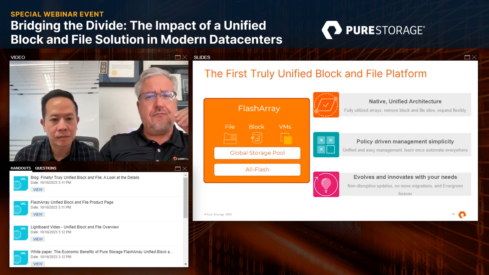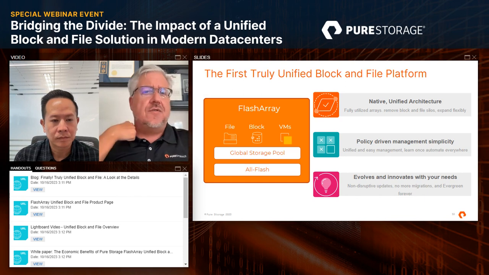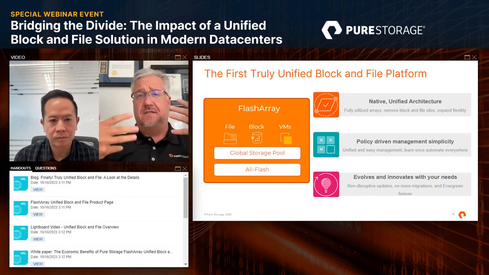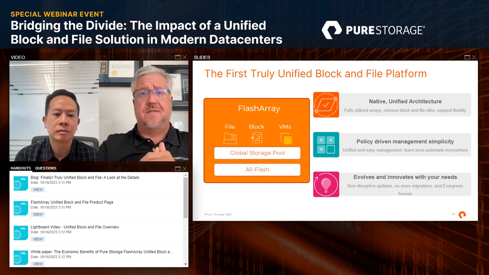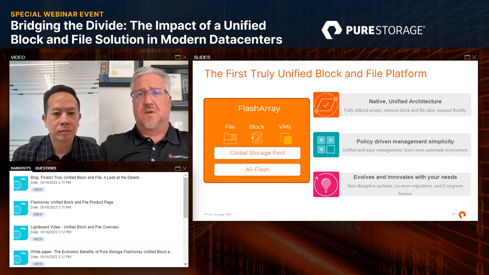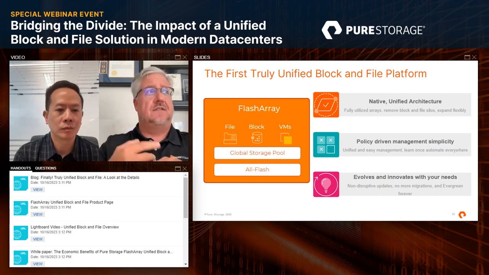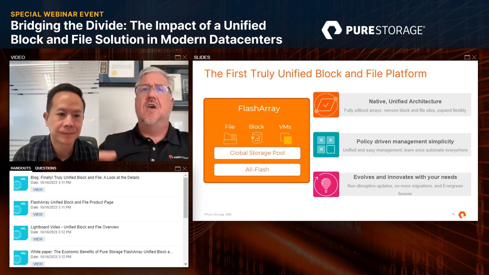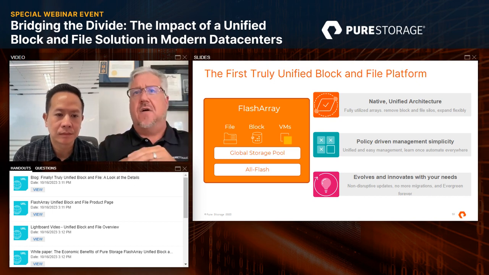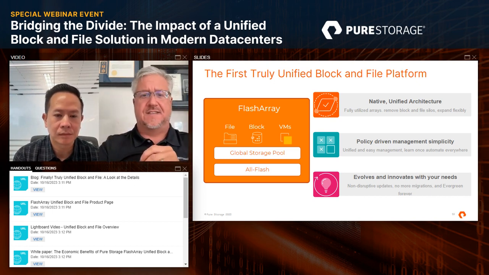So when we talk about unified block and file from Pure's FlashArray side, we're talking about a native unified architecture, meaning block and file are together at the same level in the Purity storage operating system, and they both share the underlying physical resources from the direct flash modules that we have, all the way up through to where their services deliver out onto the protocols on the network itself.